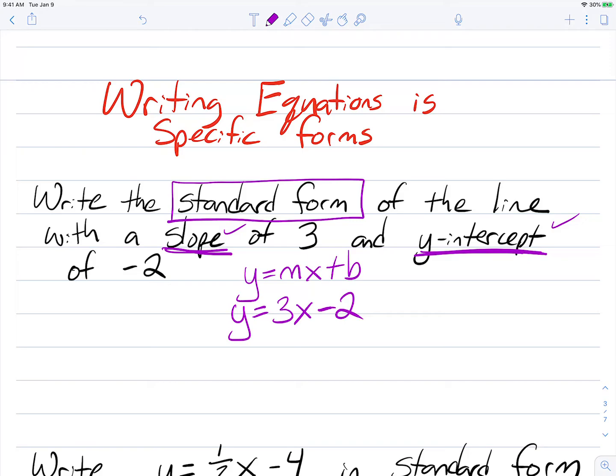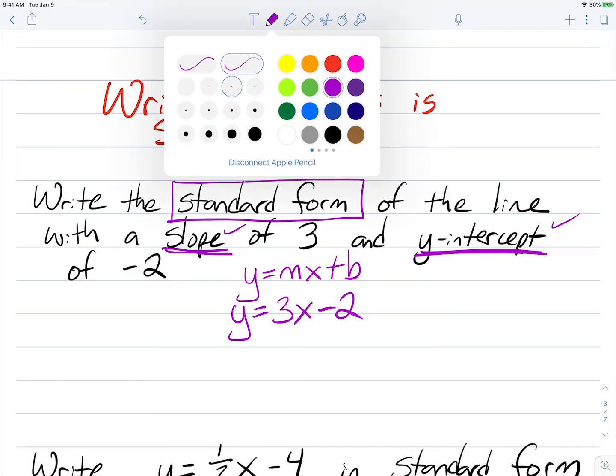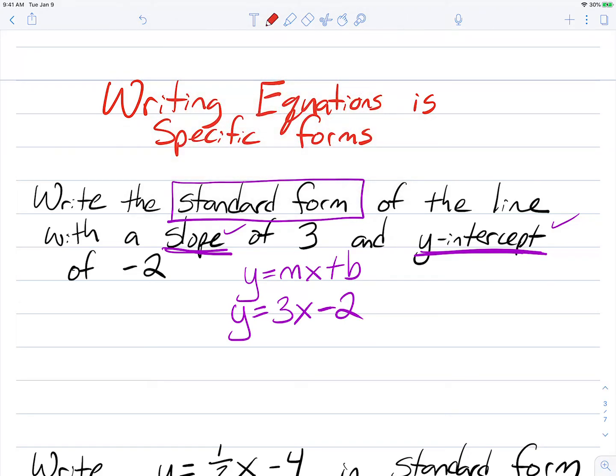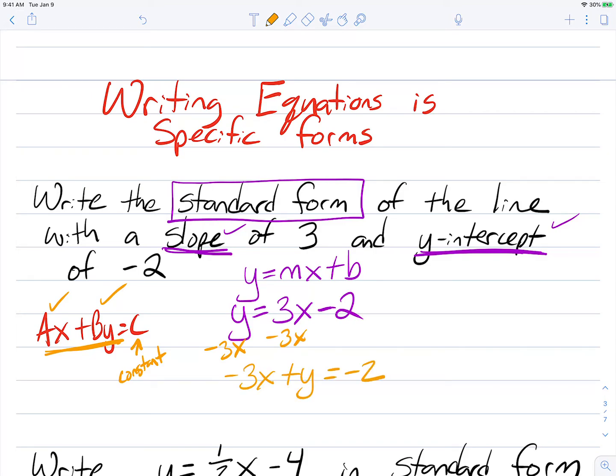However, the question is asking us to write this in standard form. If you remember, in standard form, it is ax plus by equals c. So the first thing I need to do is get the x's and y's on the same side of the equation. The c, which is the constant, a number by itself, is on the right side all by itself, so I'm going to leave the negative 2. I'm going to subtract 3x from both sides, and I'm going to put my x first. It's in alphabetical order, x then y. So negative 3x plus y equals negative 2.